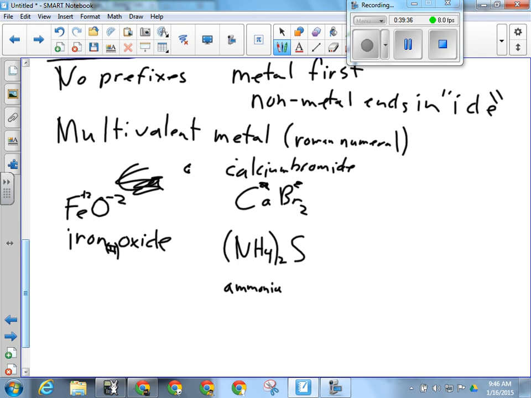And when we name a polyatomic ion, we write it exactly as it appears in the table of polyatomic ions. It doesn't end in ide unless it ends in ide. Okay, but we don't change the ending to ide. So this is ammonium sulfide. Okay, the same thing would go if I had something like this.